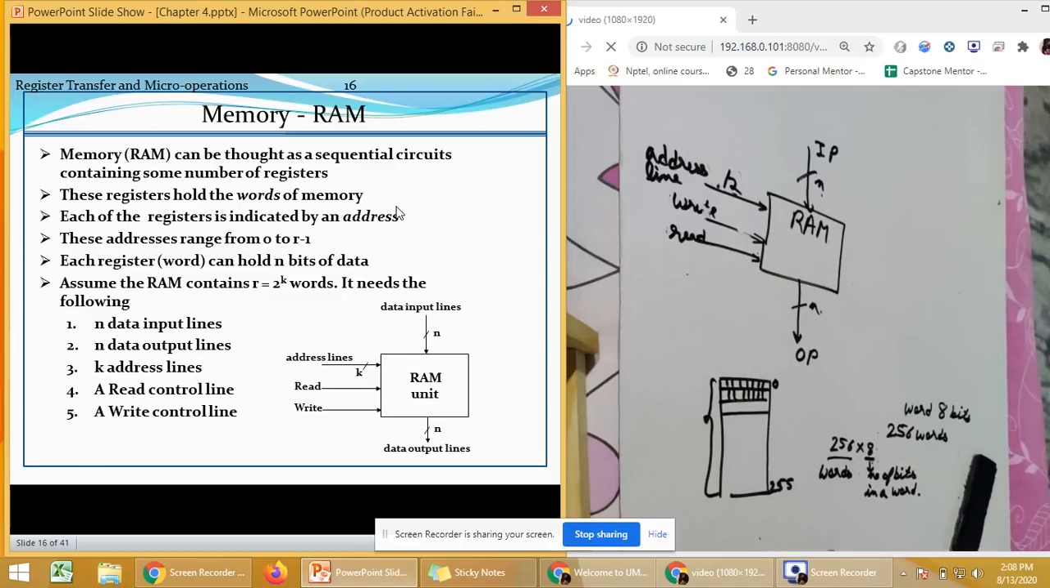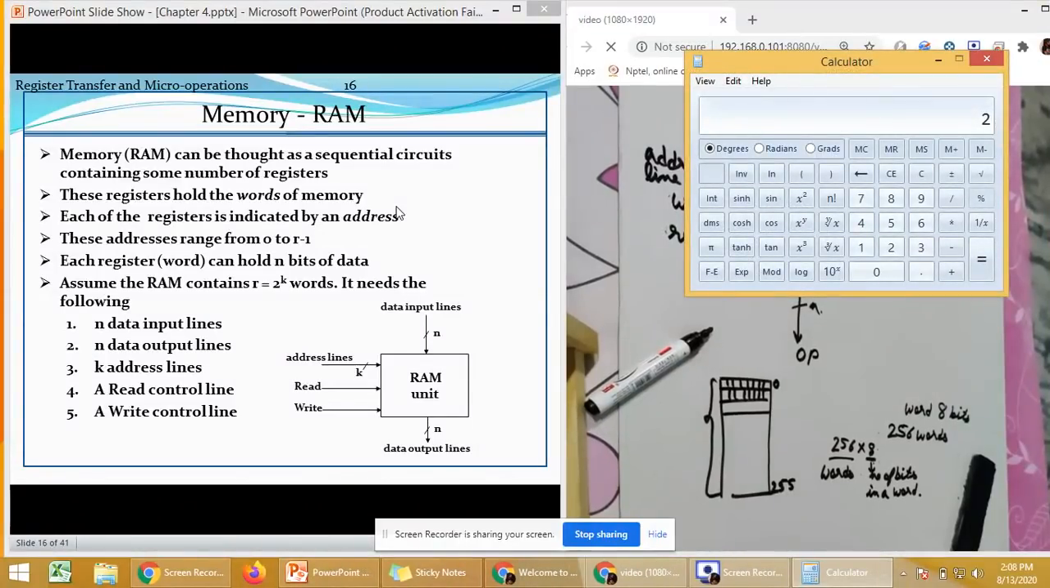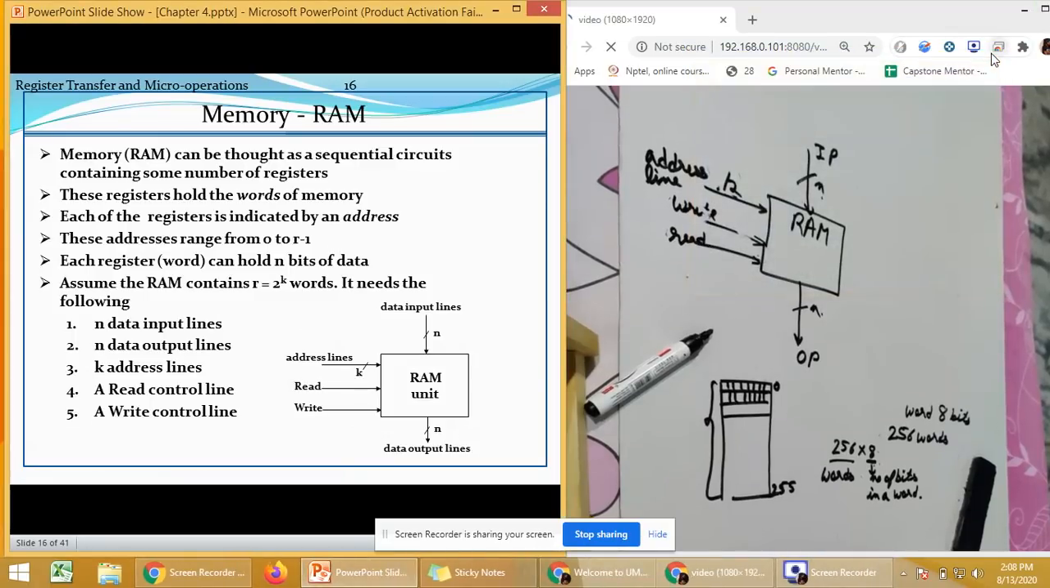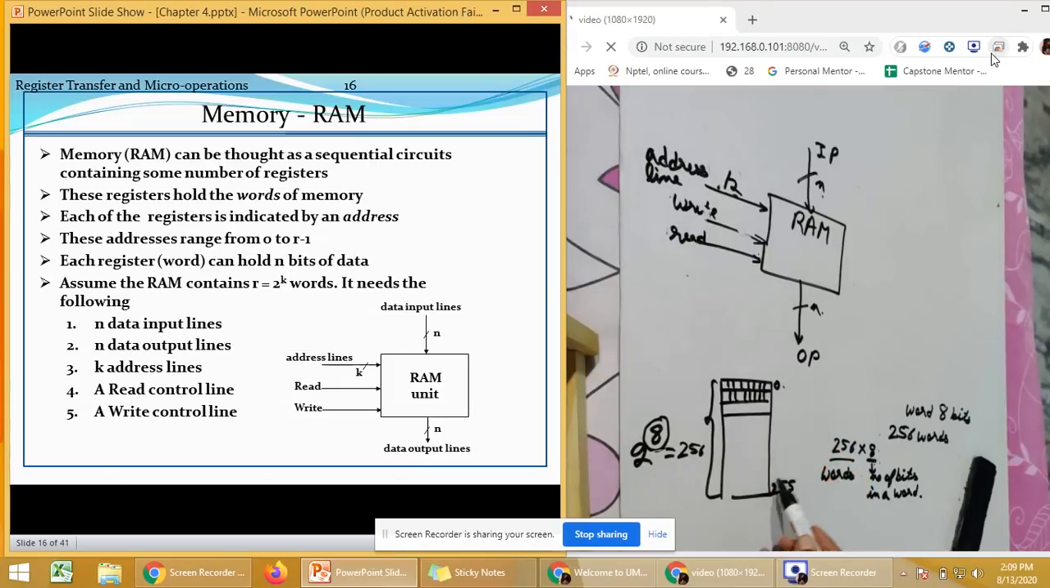256. So let us just check it if you want. You can check that as well. 2 raised to the power 8 is 256, right? So the number of address lines required will be 2 raised to the power 8, which is equivalent to 256, because this is starting from 0 and ending at 255. So how many address lines do we require to refer to each value separately? It is 8. So this is where the implementation of decoder comes into the picture.